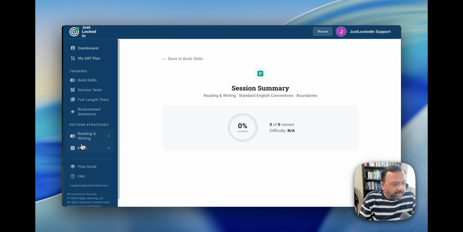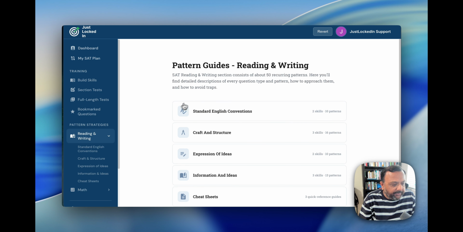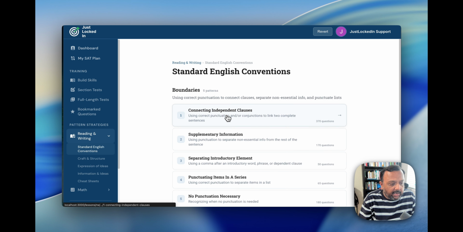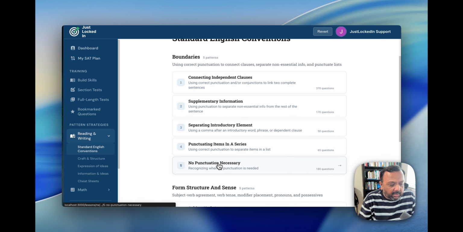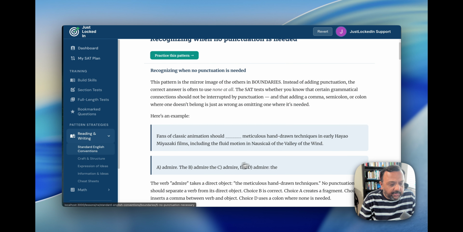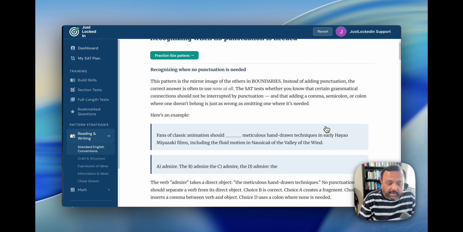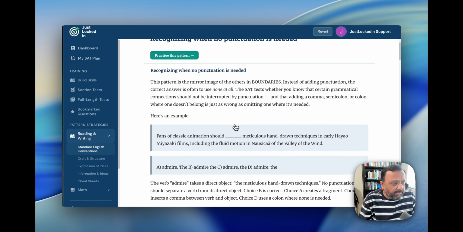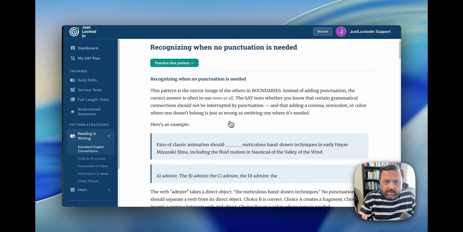Or what you can do is go to Reading and Writing, Standard English Conventions. This is under pattern strategies. Go to Standard English Conventions and just click on this pattern, no punctuation necessary. You have all the notes, everything that we discussed right now, here in writing, so you can read this to refresh everything that you learned. Then hit the green button and you can practice this pattern. You could do this either way, launching the same practice.